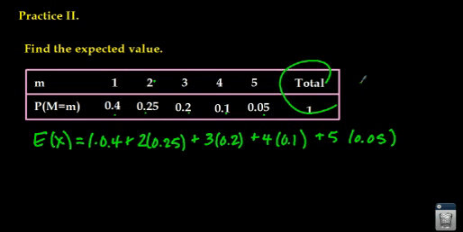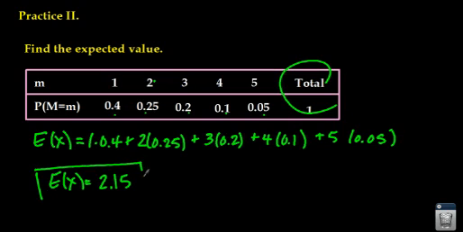So I'm just putting this in my calculator, multiplying and adding where necessary, and I get an expected value, or a mu, of 2.15. All right, so that's my expected value based on these probabilities.